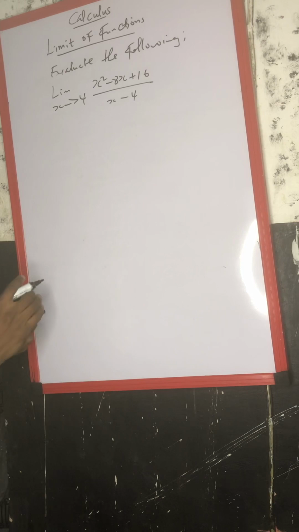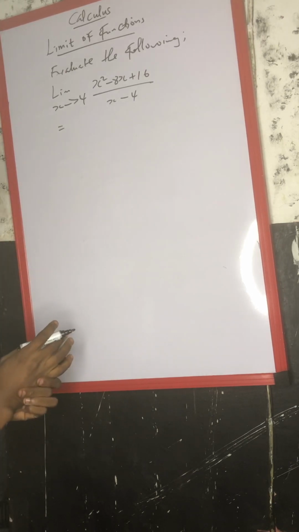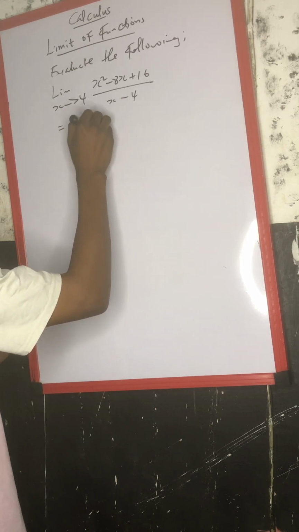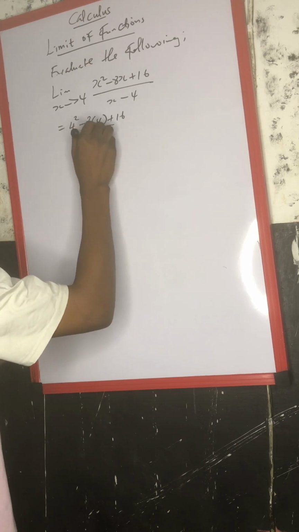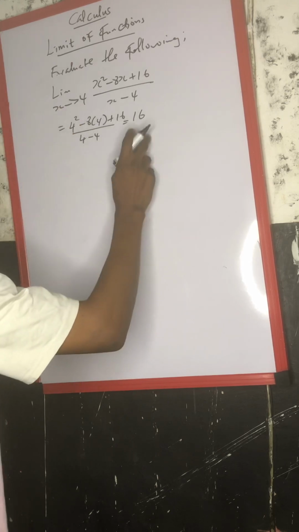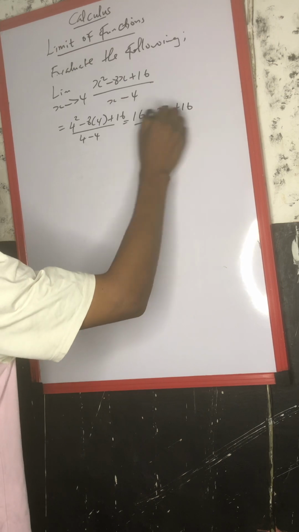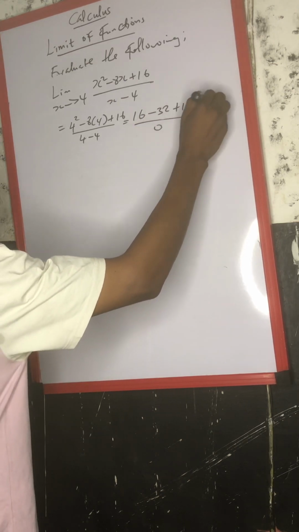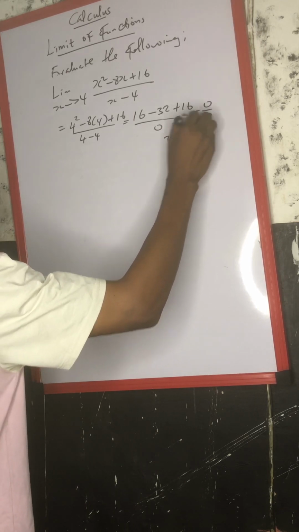All right, we have another question again. The first step you take is to substitute the value, which is 4. So it becomes 4 squared - 8(4) + 16 over 4 - 4. We get 16: 4 raised to power 2 is 16, then minus 32, then plus 16 all over 0. So minus 16 plus 16 gives us 0 over 0. That is undefined.